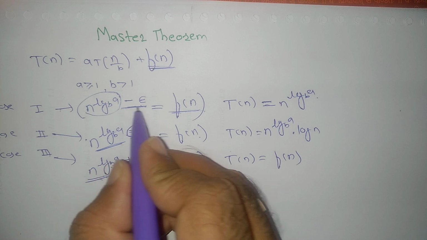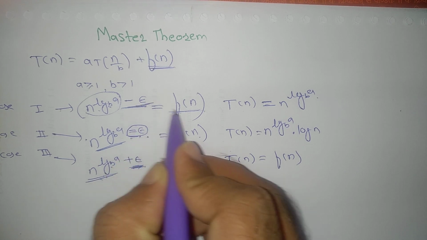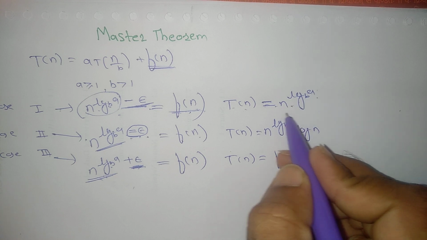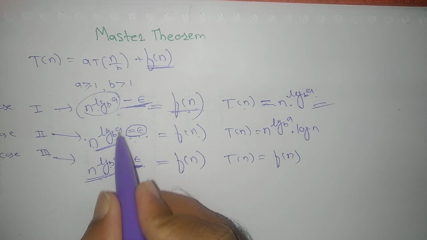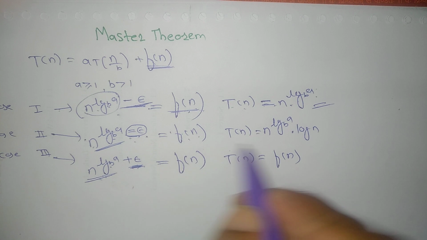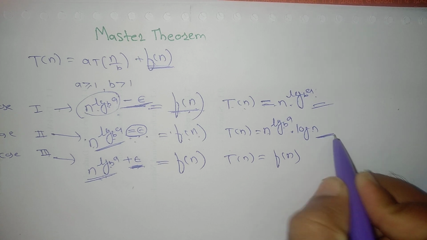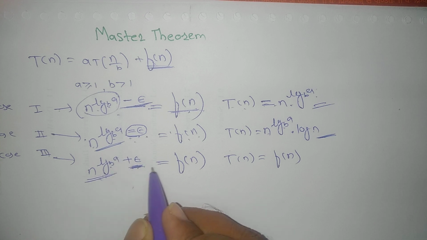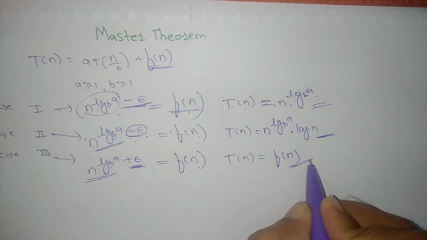In case 1, if n^(log_b a) is greater and I have to subtract epsilon to equate with f(n), then T(n) = n^(log_b a). This will be the final answer. In the second condition, if n^(log_b a) is equal to f(n), then the final answer is n^(log_b a) times log n. This is case number 2. In case number 3, n^(log_b a) plus epsilon, that means I want to add some value to equate with f(n), then my T(n) = f(n) will be the final answer.